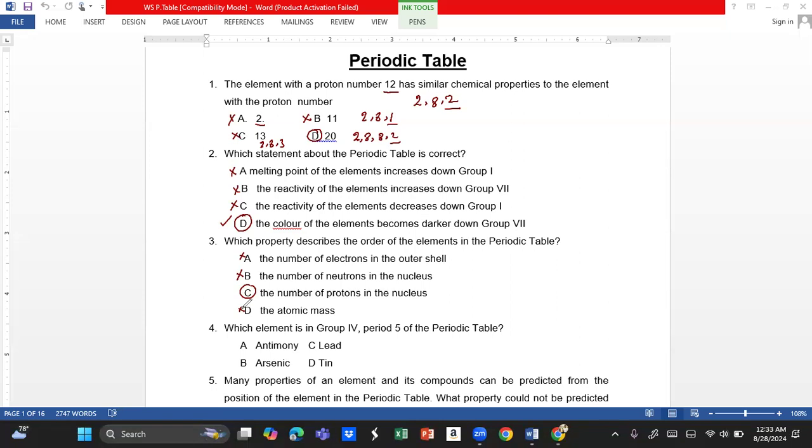Okay, let's start with question number 4. If you have any problem in these MCQs, you can still share your question in the comment box. Inshallah, I will answer you if you are not satisfied with my answer. Okay. Question number 4 now.